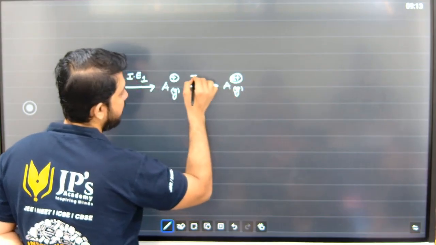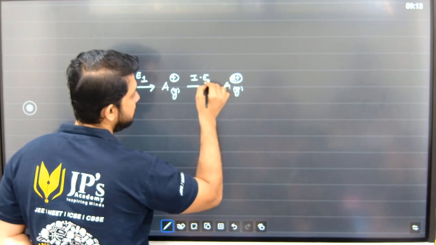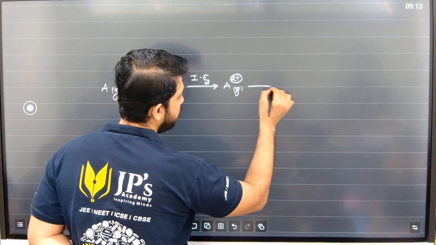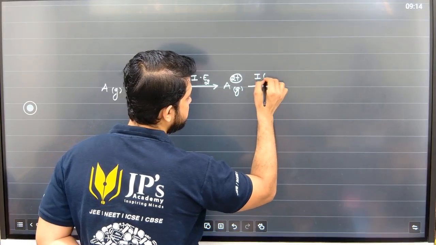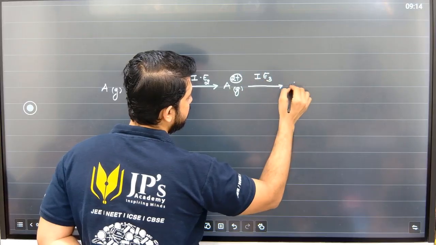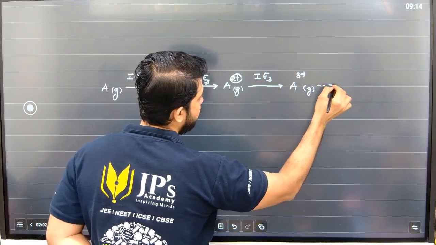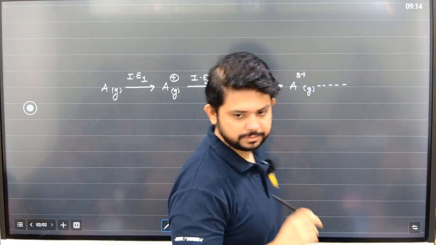This will become IE2. And I keep doing that. एक और इलेक्ट्रॉन निकाल दो तो वो क्या बन जाएगा पीपल, IE3. तो वो क्या हो जाएगा A, so on and so forth.